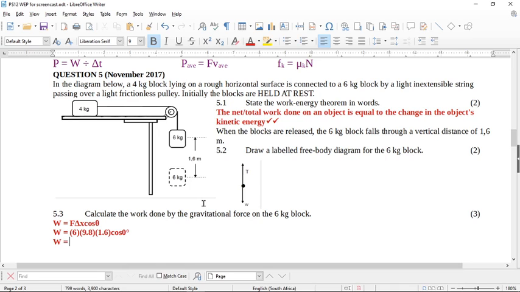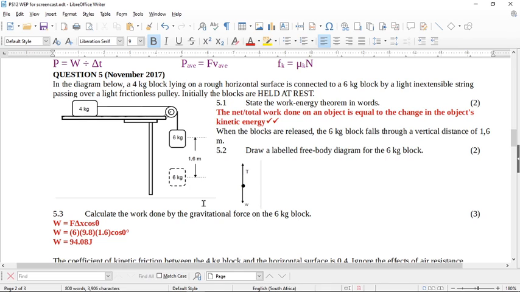So the work, if you have your calculator, remember the cos of 0 is going to be 1. 6 times 9.8 times 1.6 gives me 94,08 joules. That is the work done by the gravitational force on the 6 kilo block. Remember that work is measured in joules, so make sure you have the correct unit here.